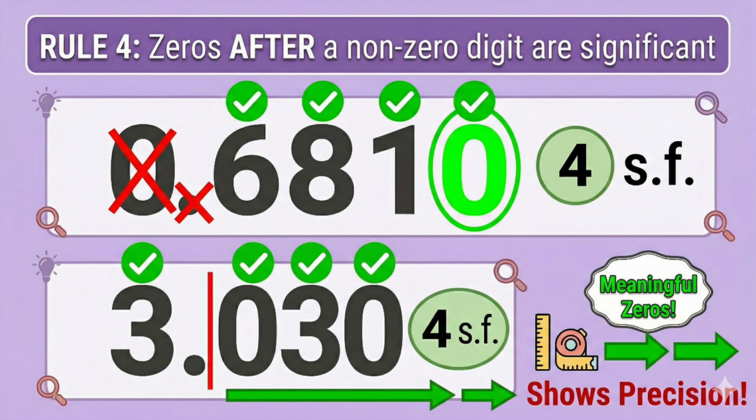Rule 4, still in decimals, but now we look after the non-zero digits. In a decimal, zeros after a non-zero digit are significant. Why? Because they show the measurement was done to that level of precision. Look at 0.6810. We ignore the leading zero, but that last zero after the 1 tells us the number is known to 4 decimal places. So we count 6, 8, 1, and 0. 4 significant figures. For 3.030, we count all 4 digits. That middle zero counts because of Rule 2, and the last zero counts because of Rule 4.